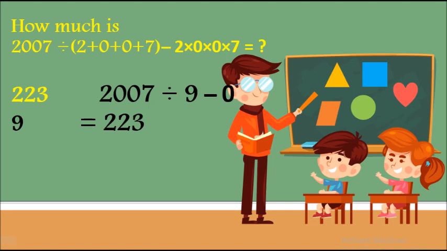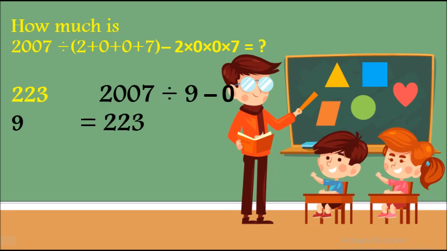Now, think of the multiplication. 2 multiplied by 0 gives you 0, of course. 0 multiplied by 0 will give you 0. And 0 multiplied by 7 gives you a 0. So the answer is a 0 here, right? Now it's a bit easier to assess how to go ahead.